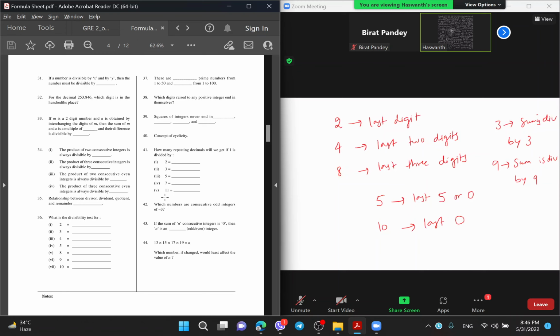For 2, the last digit must be divisible by 2. For 4, the last two digits are divisible by 4. For 8, the last three digits must be divisible by 8. For 3, the sum of digits is divisible by 3. For 9, the sum is divisible by 9. For 5, the last digit must be 5 or 0. And for 10, the last digit must be 0. So these are the divisibility tests of numbers which you must be aware of.